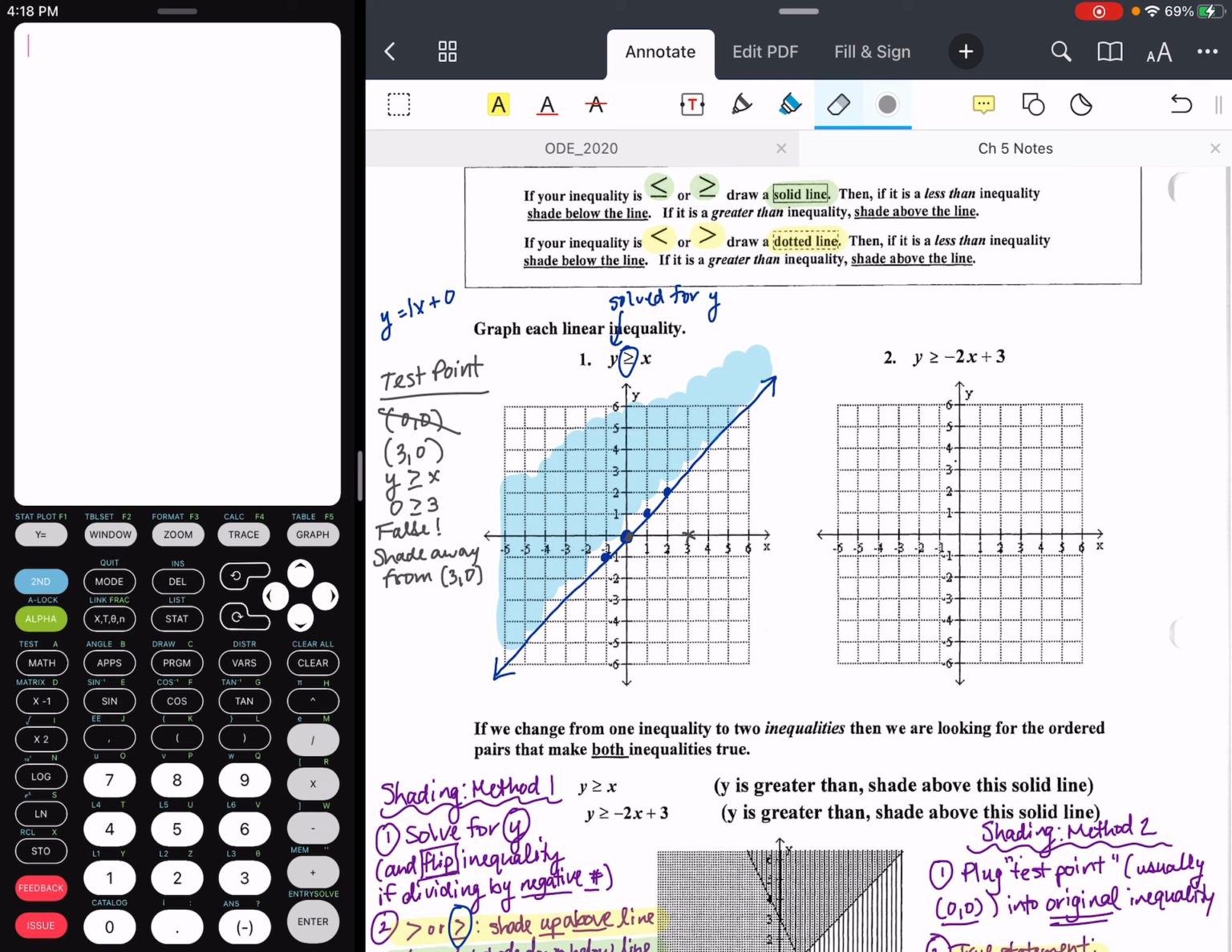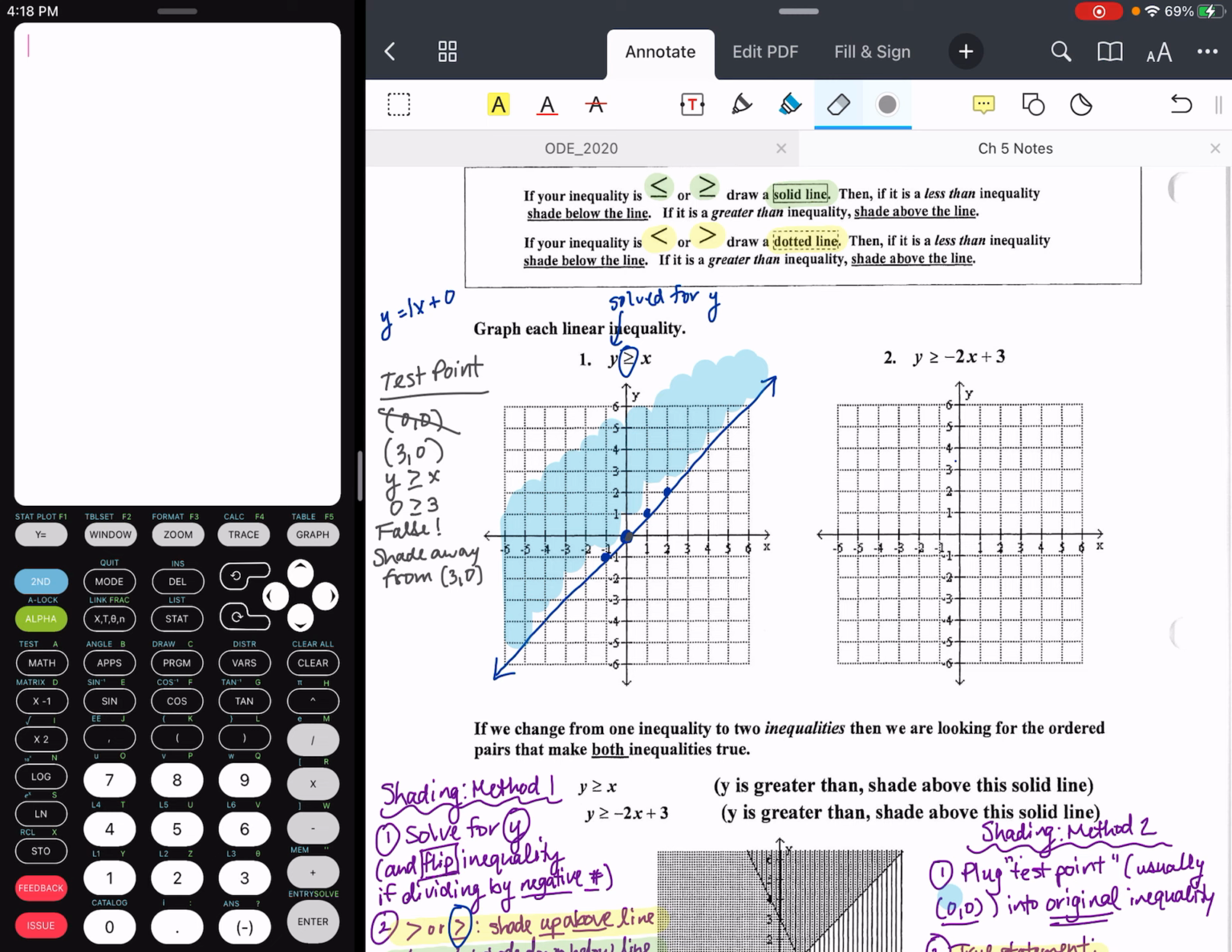Okay, so pretend like I hadn't shaded anything yet. I'm just going to erase this quickly. So here's my test point 3, 0, but I want to shade away on the opposite side of 3, 0. So again, that will put my shading up above the line, right? So I don't shade toward 3, 0, I shade up away from 3, 0.